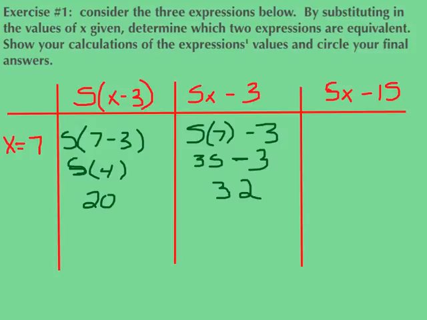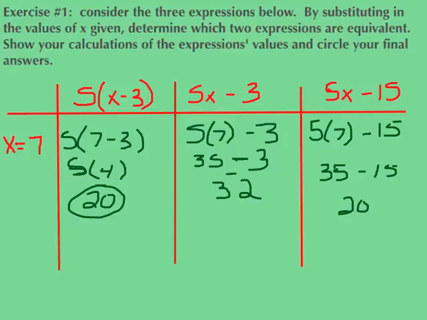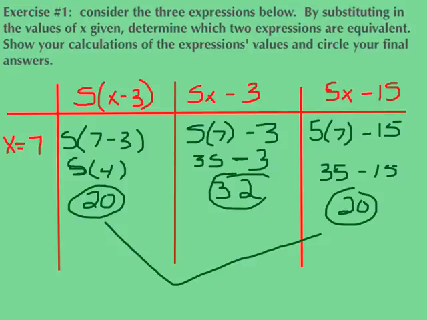And the last expression is 5 times 7 minus 15. 5 times 7 is 35. Minus 15 gives me 20. I want you to notice that these two expressions are equal.